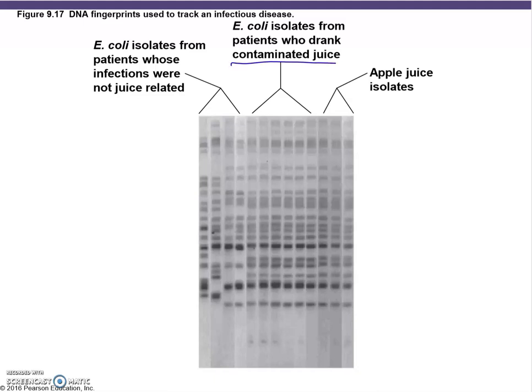patients who drank contaminated orange juice or some other juice. And so here you can see the pattern of bands, and these all look pretty identical here. Apple juice isolates, that's the apple juice, and it all looks pretty similar right here. And then here, isolates from patients whose infections were not juice related. You can see that there are quite a few differences right here.